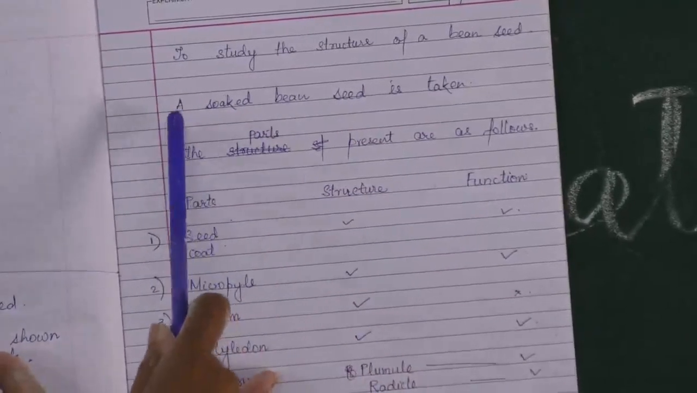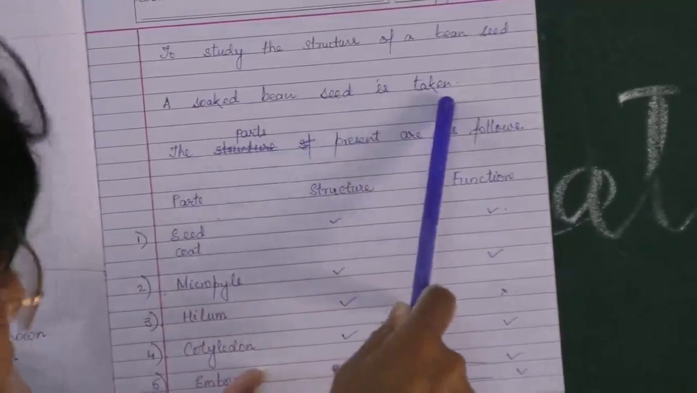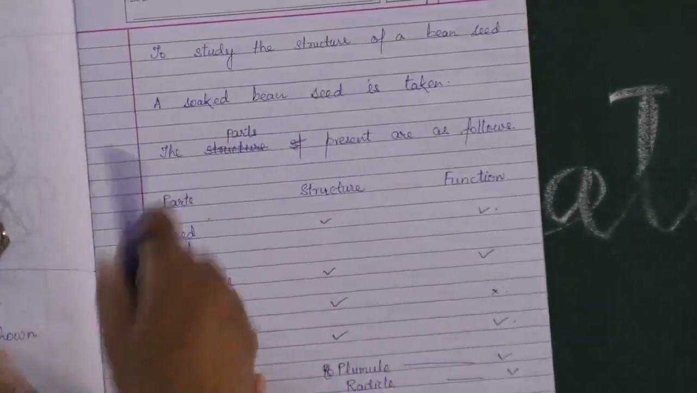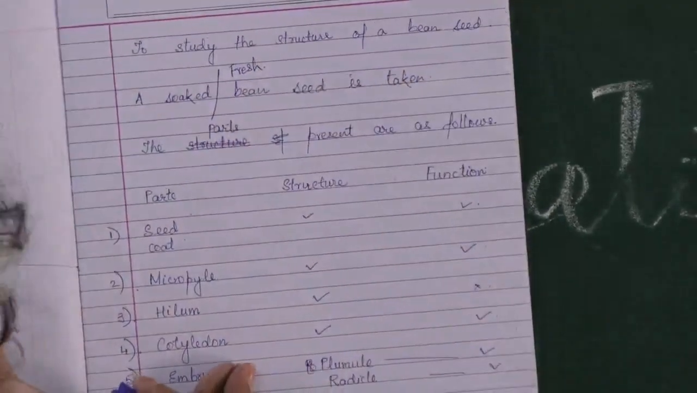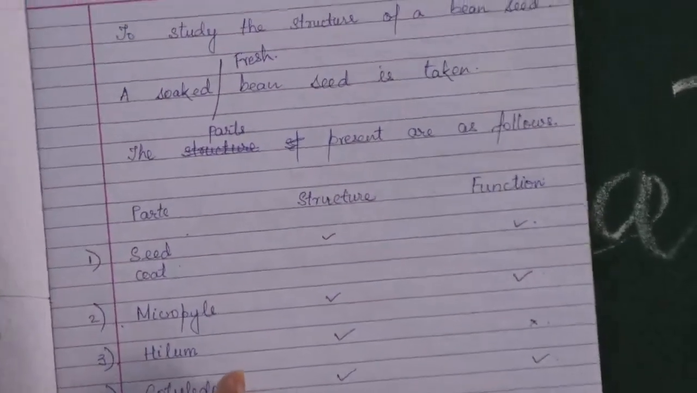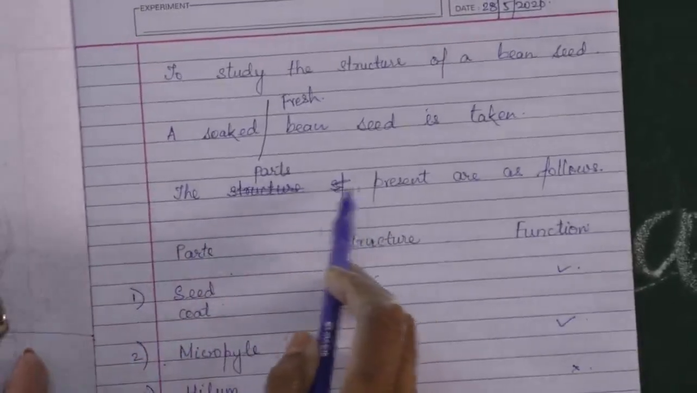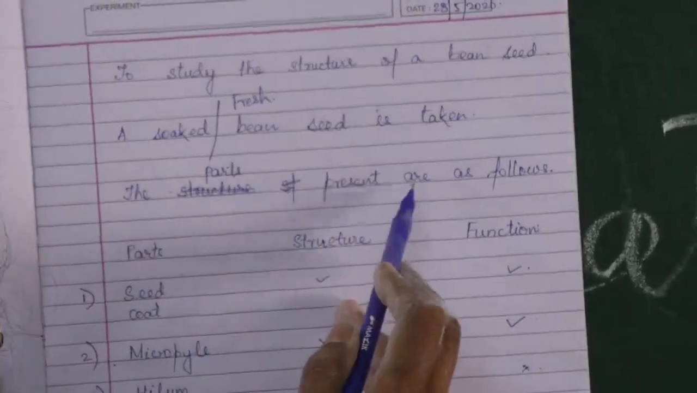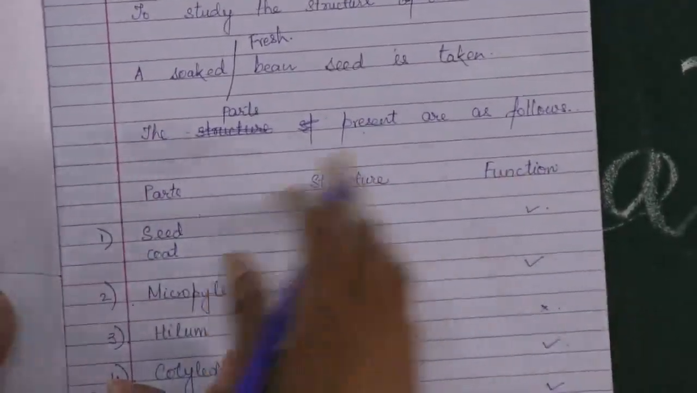First one was the flower. What do you take? A soaked bean seed is taken. Instead of soaked, you can write a fresh bean seed is taken. Is it clear? That means you have just taken it out, not the dried one. If you are taking a dried one, that should be soaked. The parts present in the bean seed are as follows.